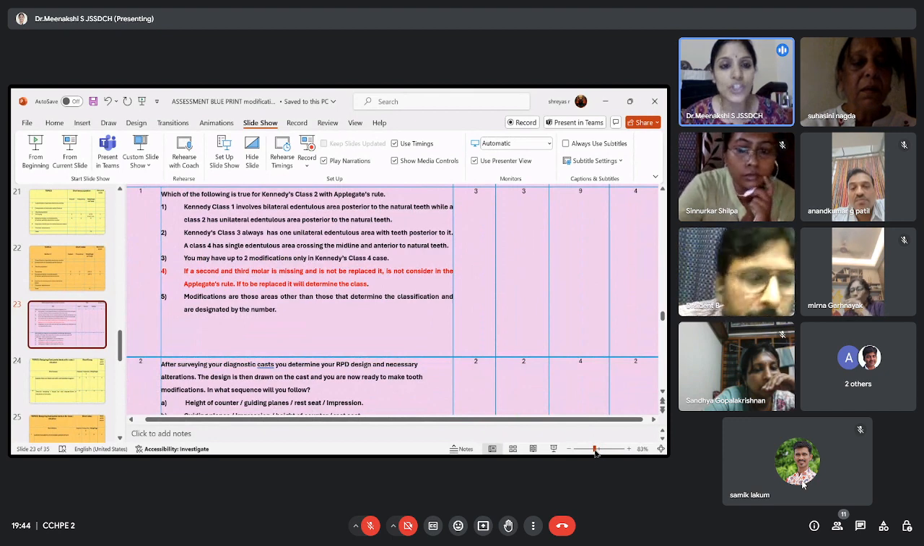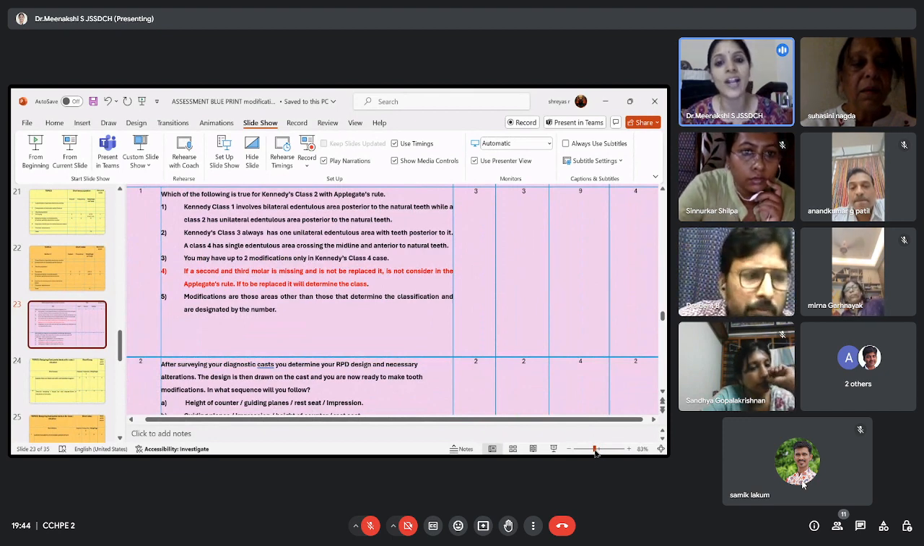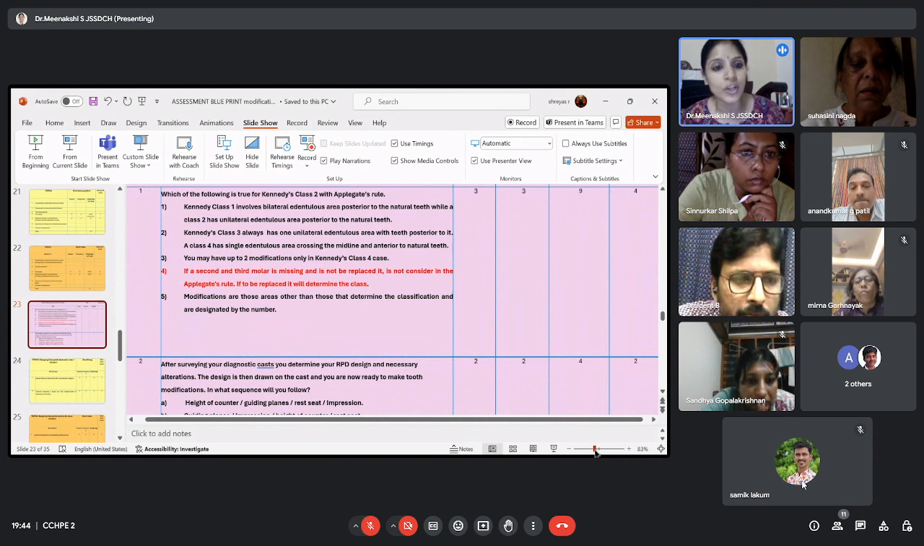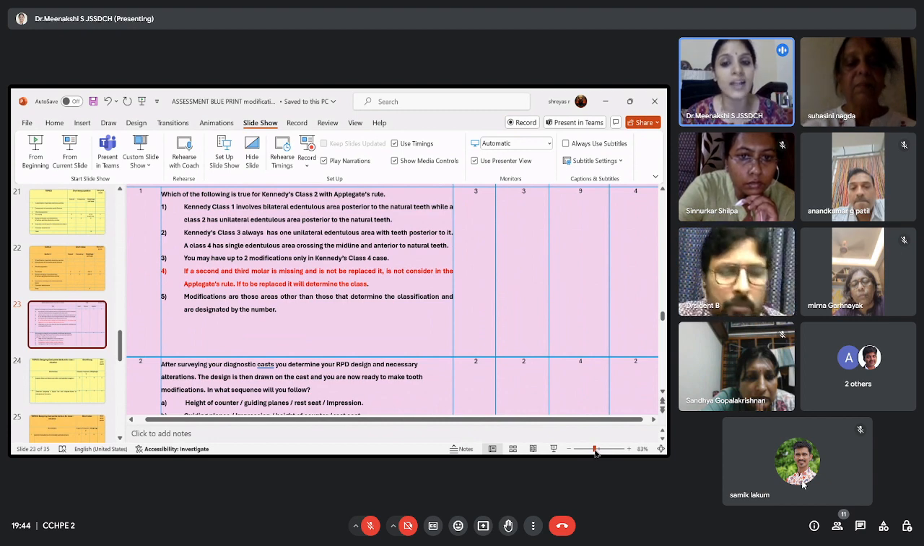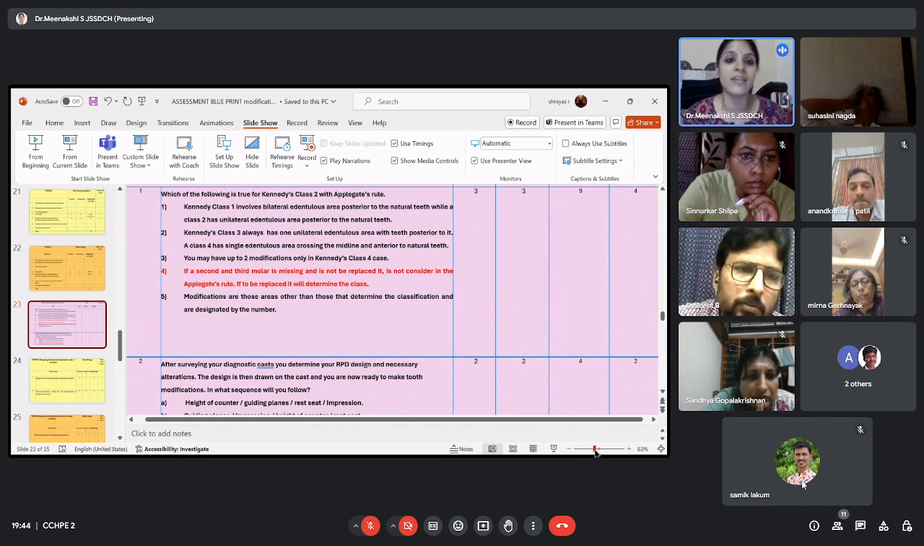So option 2 is Kennedy's class 3 always has one unilateral edentulous area with teeth posterior to it. A class 4 has single edentulous area crossing the midline and anterior to the natural teeth. You may have up to 2 modifications only in Kennedy's class 4 case. If a second and third molar is missing and is not to be replaced, it is not considered in the Applegate's rules. If it is to be replaced, it will determine the class. Modifications are those areas other than those that determine the classification and are designated by the number. So these are the options.